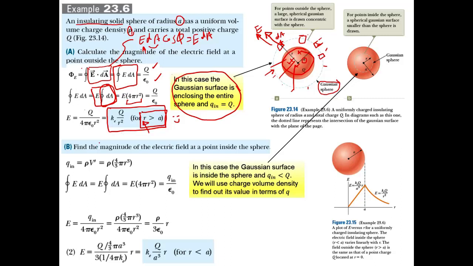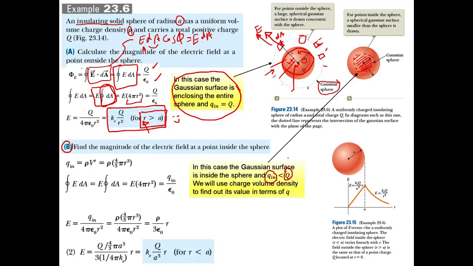Because we have the second part of the problem, which asks us the following. Now, B, find the magnitude of the electric field at a point inside the sphere. Well, this is inside the sphere, so we're going to make a Gaussian sphere inside. The first thing we notice is only the charge inside the Gaussian sphere is included in the problem. And that charge, the Q in, is actually smaller than the big Q, right? Because we are inside, it's smaller.